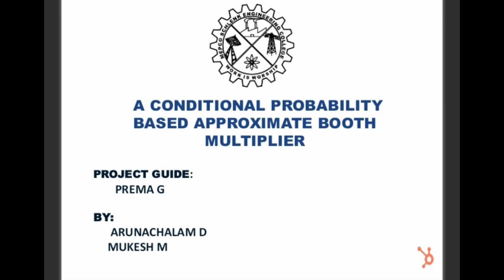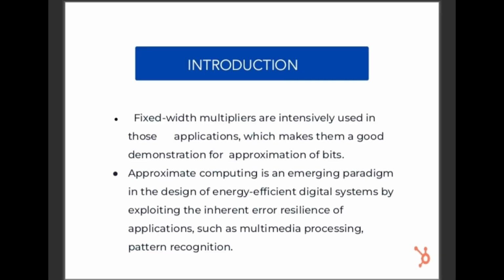To start off with fixed width booth multipliers, a fixed width booth multiplier produces n-bit results for the product of their operands and employs some error correction functions to reduce the approximation error and hardware cost. They are intensively used in applications, which makes them a good demonstration for approximation of bits. And approximate computing mostly relies on the system or software's ability to tolerate some loss of quality in computed results. They also provide performance improvements like faster operations and area reduction.